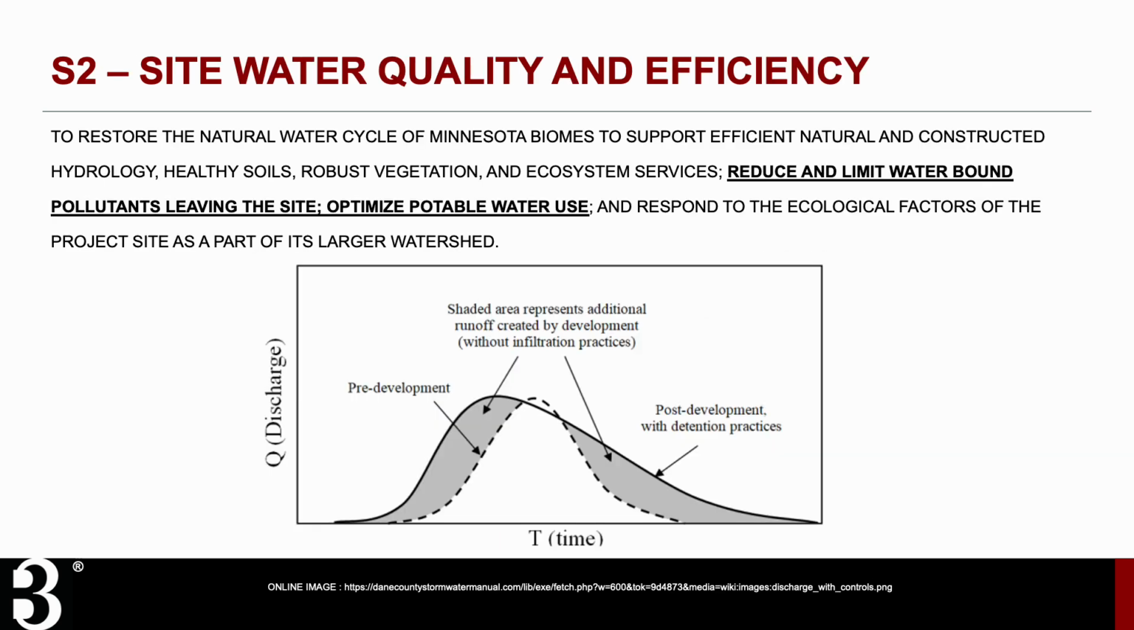S2, Site Water Quality and Efficiency. The main intent of this guideline, or set of guidelines, is to restore the natural water cycle of Minnesota biomes and to support efficient natural and constructed hydrologies, healthy soils, robust vegetation, and ecosystem services. Overall, we want to reduce and limit waterbound pollutants leaving the site and optimize potable water use. Lastly, we want to respond to the ecological factors of the project site as part of a larger watershed, which we talked about in guideline S1.